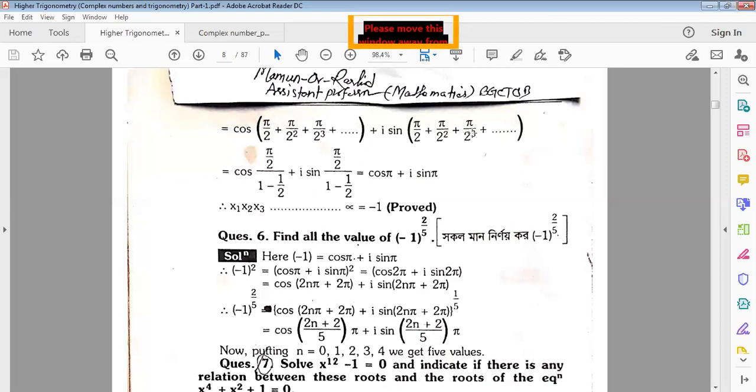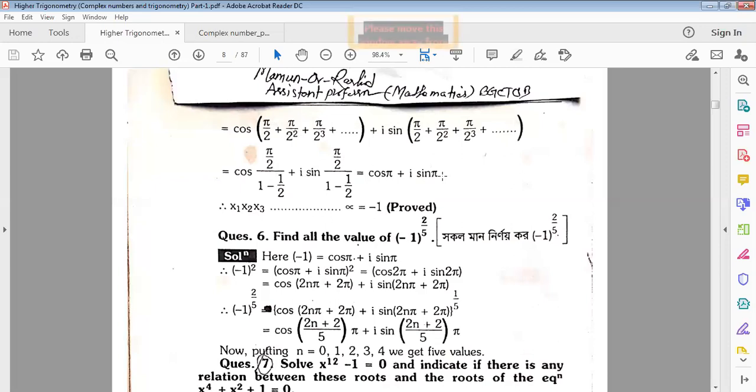Similar case for this same sum. Now 1 minus half what? Half only. Half cancels, only cos pi plus i sin pi. Cos pi means what? Do you know? -1. Cos pi means -1. Sin pi, what? 0. Sin pi equals 0.